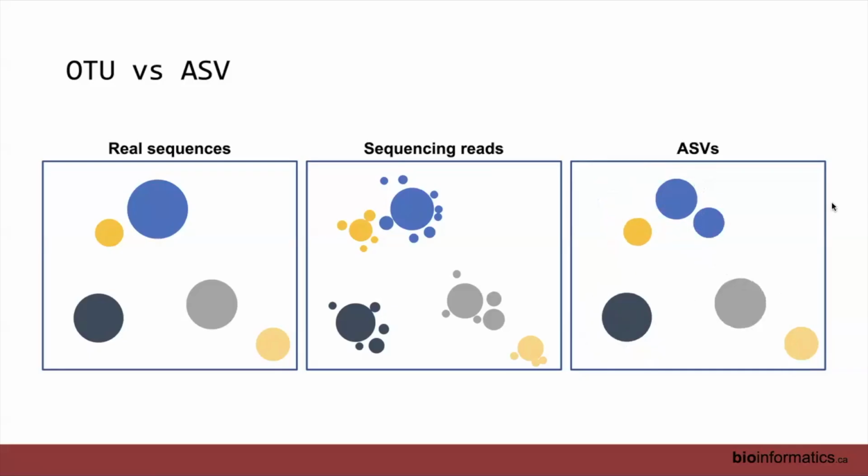But hopefully with ASVs, you're getting a bit closer to what the real sequence was, though it doesn't mean that it's perfect. You're probably still going to end up with some extra things, but at least less so.